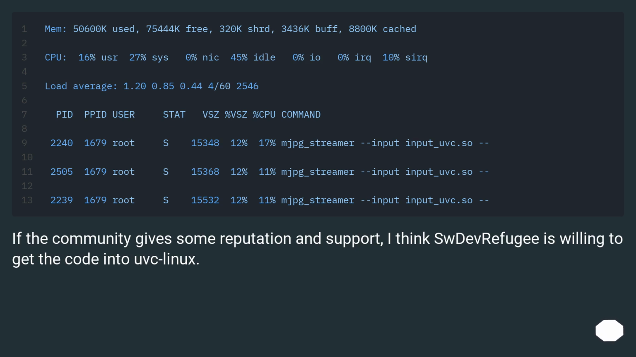If the community gives some reputation and support, I think SpivRefugee is willing to get the code into mainline Linux.